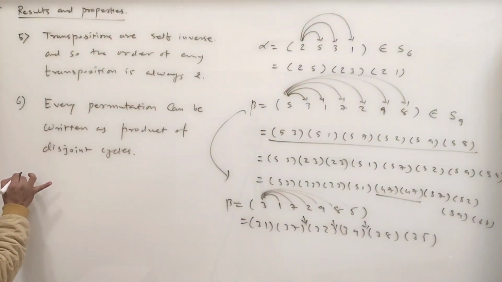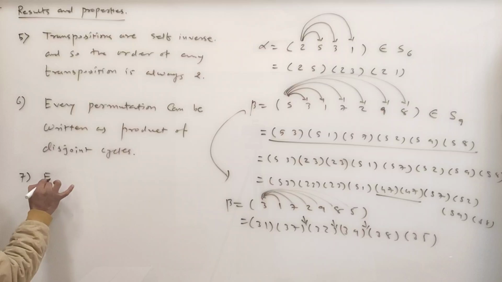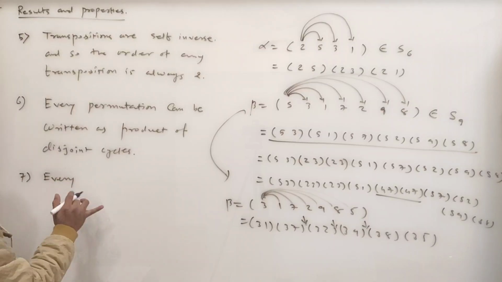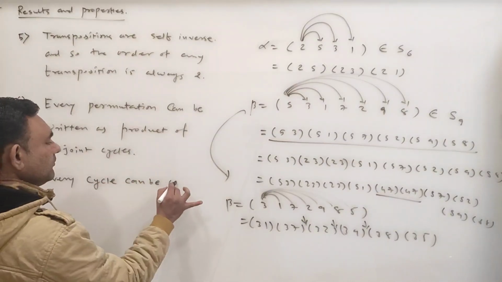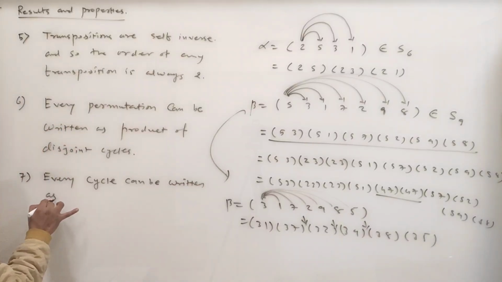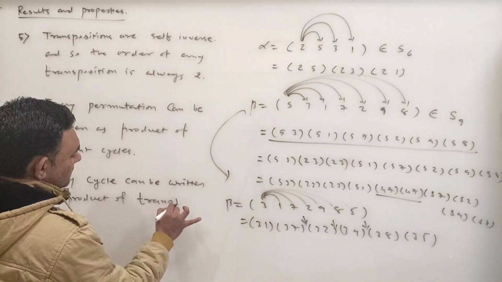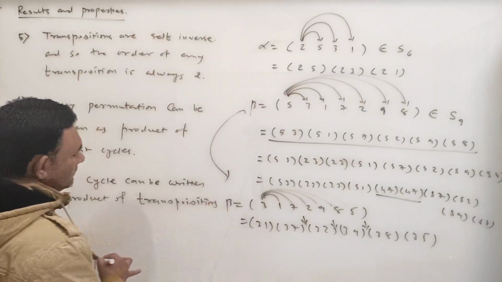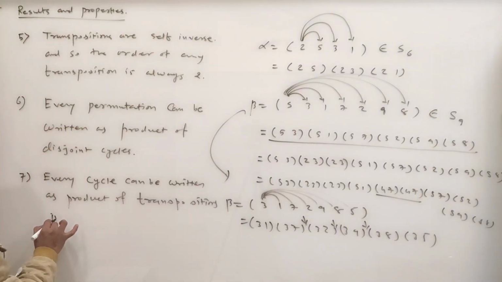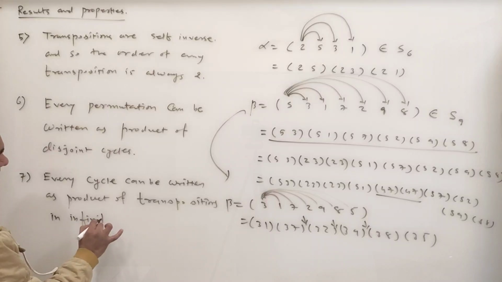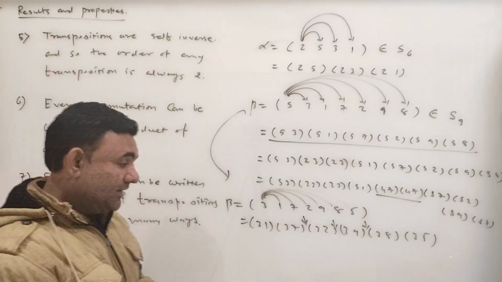So हमारा next result बनता है 7th: every cycle can be written as a product of transpositions in infinitely many ways. इसको आप infinitely many ways से लिख सकते हैं.